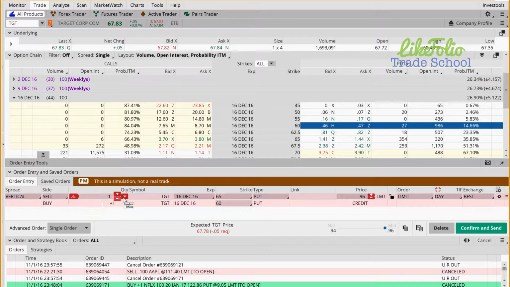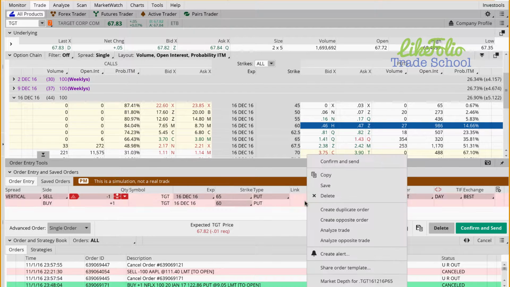It's comprised of selling the 65 put and buying the 60 put. The price here is a 96-cent credit. We've got a limit order, day order. We're going to route it through the best exchange. Now let's take a look at what this looks like on the risk profile. So right click, analyze trade.